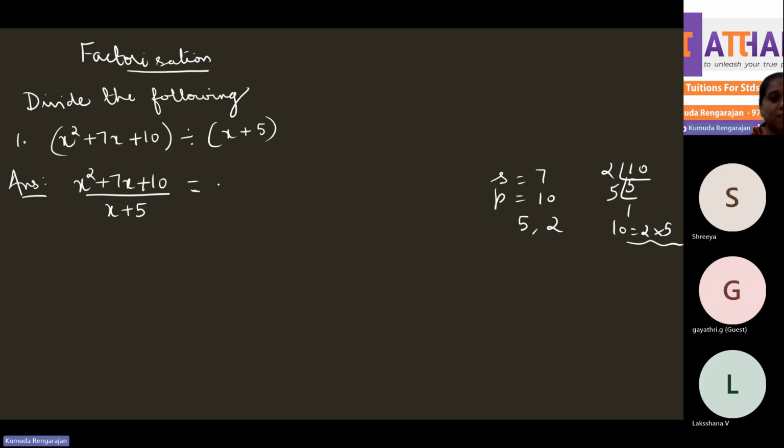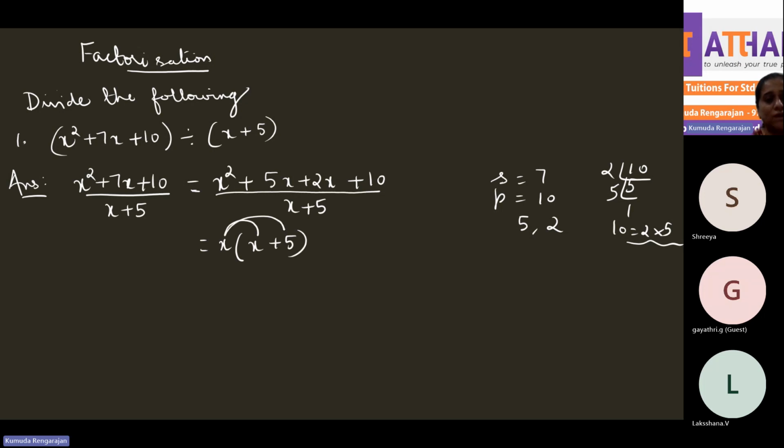Now split the middle term. x squared plus 7x should be written as x squared plus 5x plus 2x plus 10, divided by x plus 5 as it is. Now group the first two terms, group the last two terms. Between the first and the second term, x is common. So x into x plus 5 in the bracket, because x into x is x squared, the first term, and x into plus 5 is plus 5x, the second term.